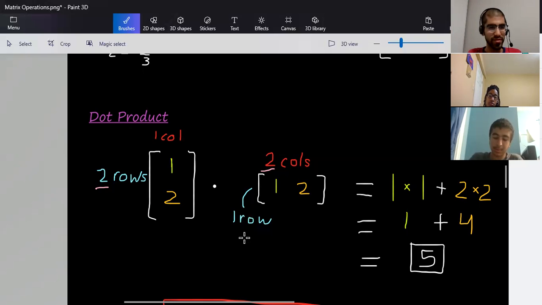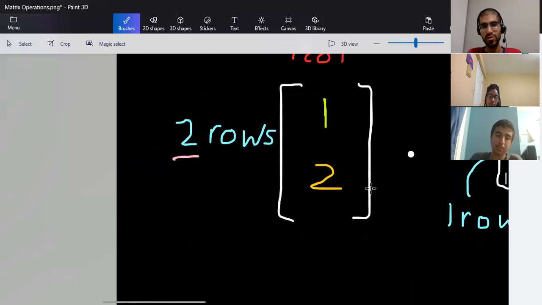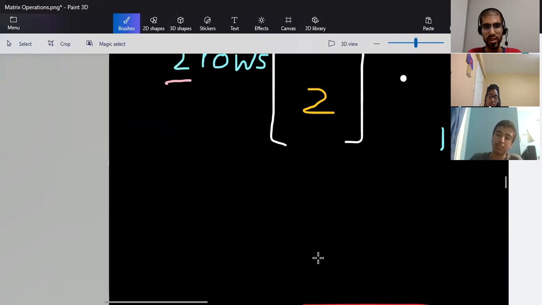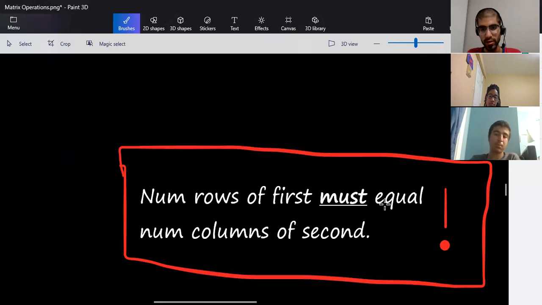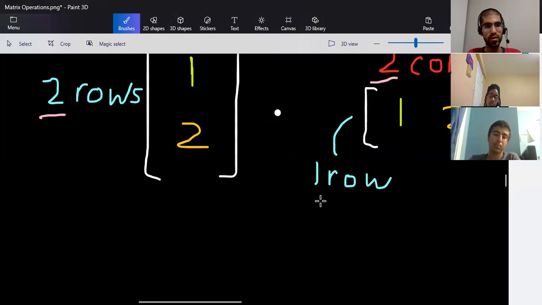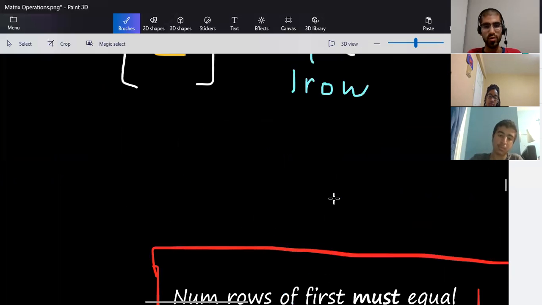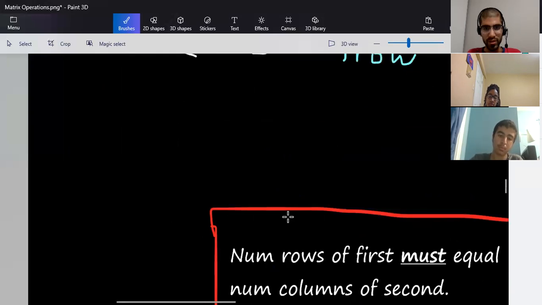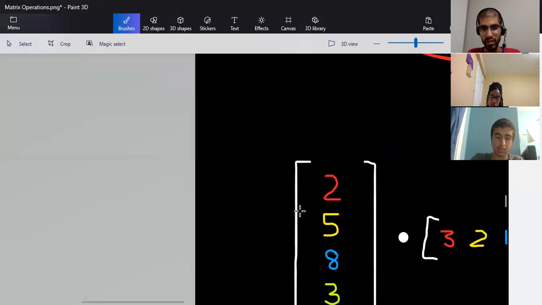Make sense? All right, let's do another example because this is the only foreign concept. This is the only hard concept. And remember this, okay? Num rows of first must equal num columns of second. 2 rows here means 2 columns here. You have to have it, otherwise it won't work. So let's go on to the second example here.